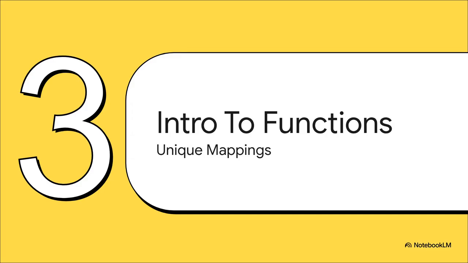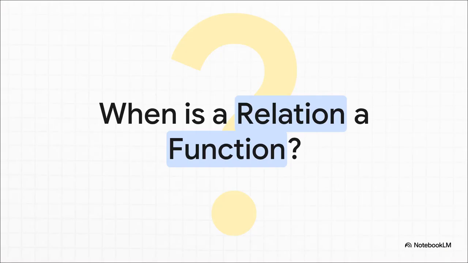Next up is Section 3, Introduction to Functions, Unique Mappings. Great job sticking with me so far, guys. Welcome to Level 3, the big leagues. This is where we introduce the ultimate rule, where mathematical relations go from being just a bunch of loose links to becoming strictly predictable mappings.